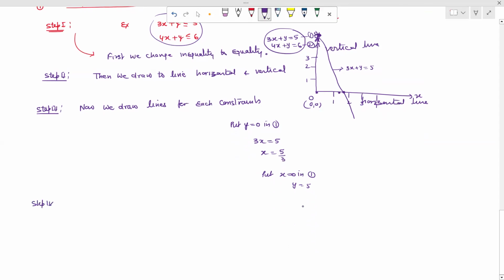That step is step 4. So in step 4, what we will do? So for step 4, now we find, after drawing the lines, the permissible region.